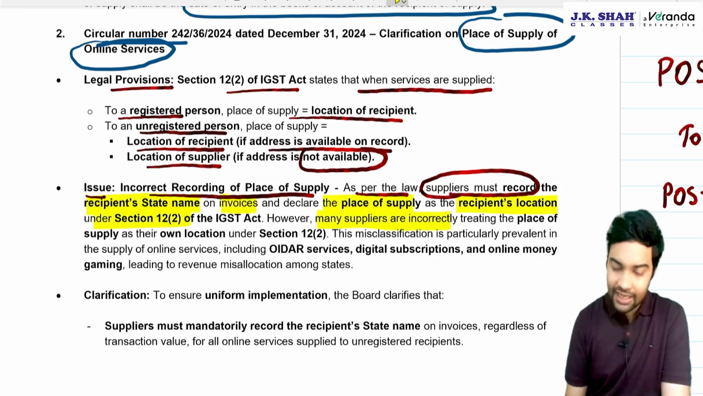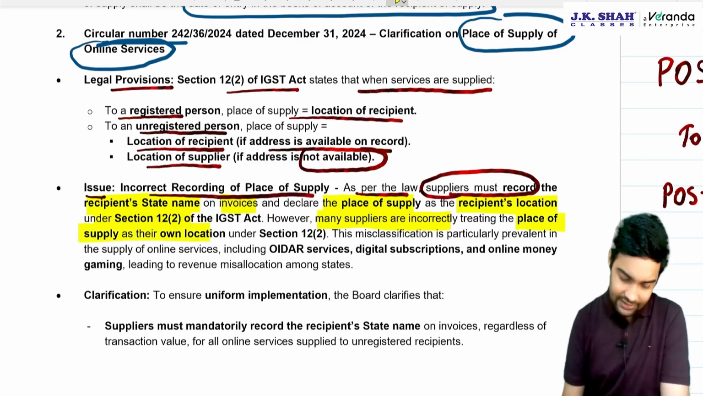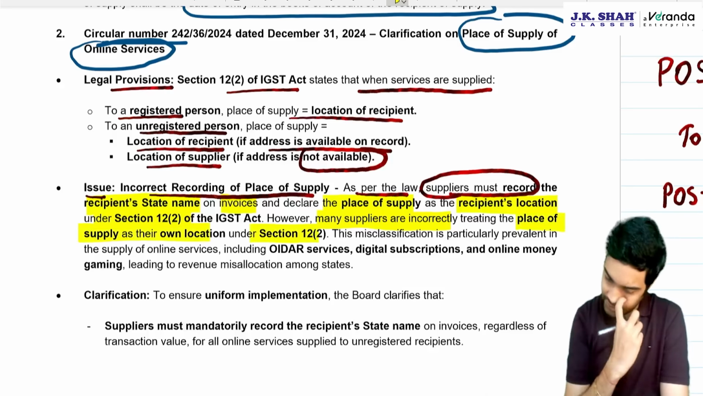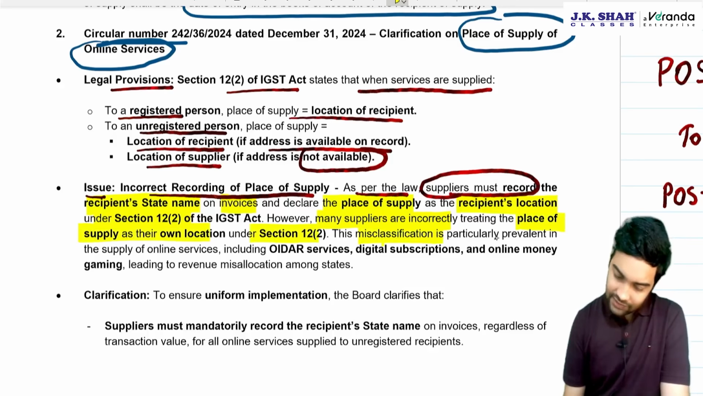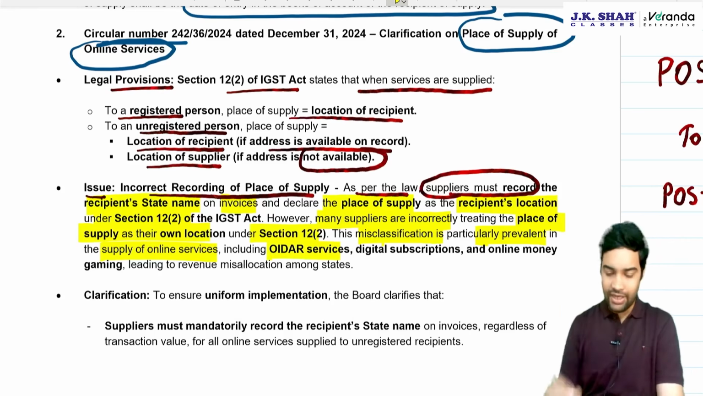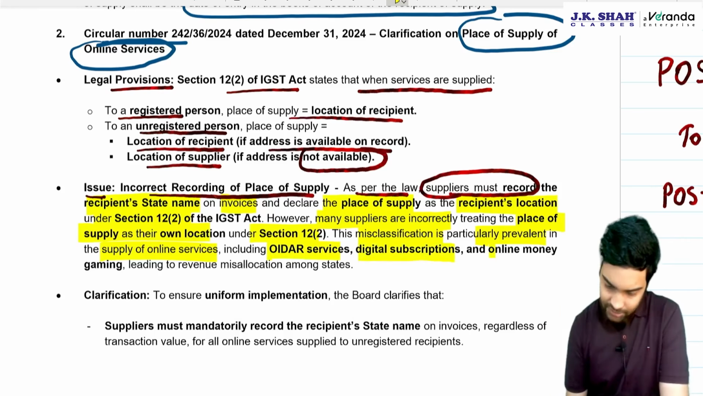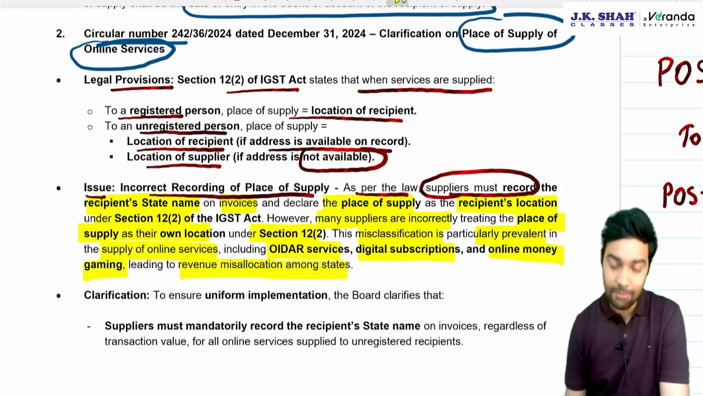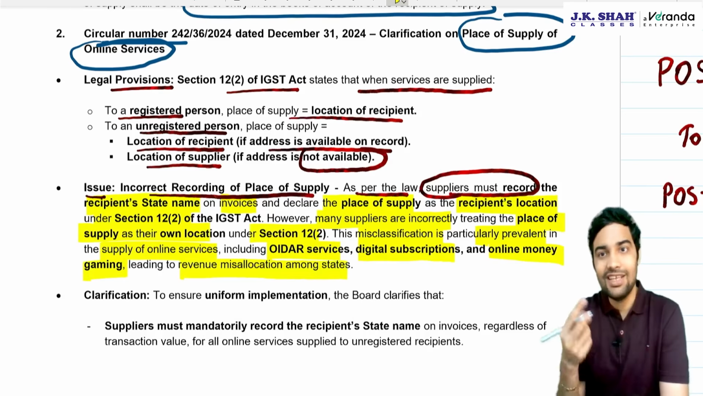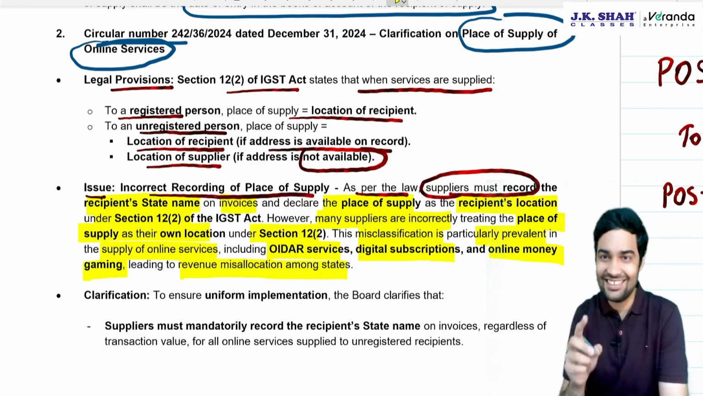However, many suppliers are incorrectly treating the place of supply as their own location under 12.2. This misclassification is particularly prevalent in online services like OIDAR, digital subscription, online money gaming, leading to revenue misallocation among states. The problem was that the states are not getting the taxes correctly.